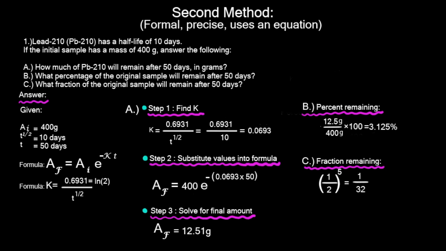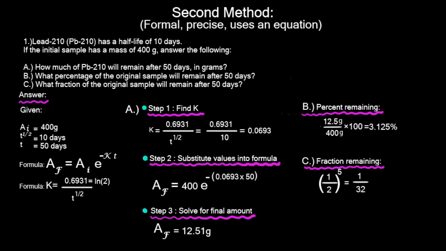On this slide, we're going to go over the second method of solving half-life problems. On the left side of the slide, you can see the values that are given to us by the question stem. The initial amount, or AI, is equal to 400 grams. The half-life, or T1/2, is equal to 10 days. The time elapsed, or T, is equal to 50 days. The formula that we're going to be using is AF equals AI multiplied by e to the power of negative k times T.